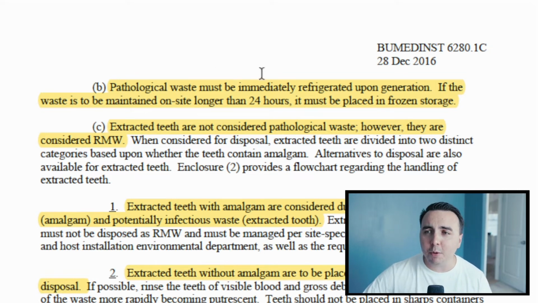So waste must be immediately refrigerated upon generation. If the waste is to be maintained on site longer than 24 hours, it must be placed in frozen storage, okay? Those are numbers I've seen on the test. So refrigerated immediately upon generation of that pathological waste, or if the waste is being maintained on site longer than 24 hours, you have to put it in frozen storage, okay?